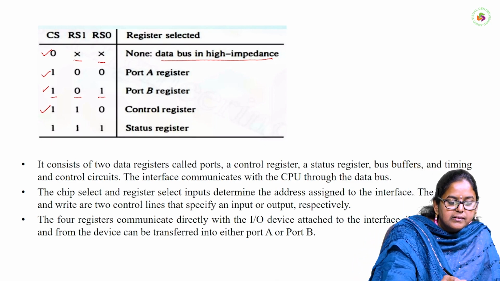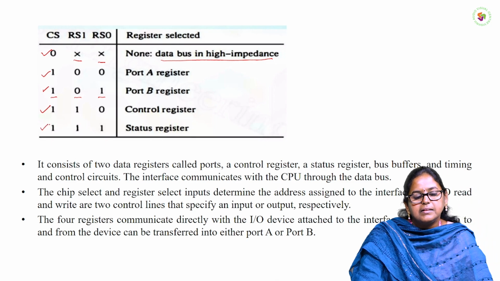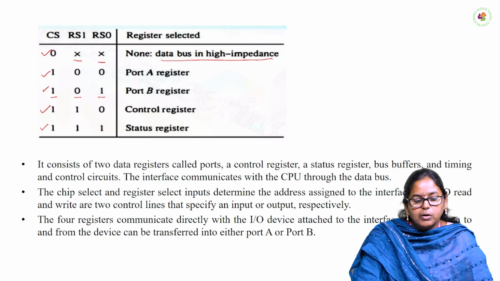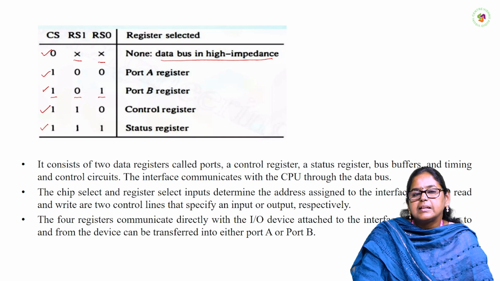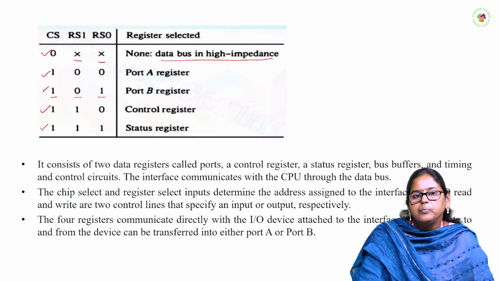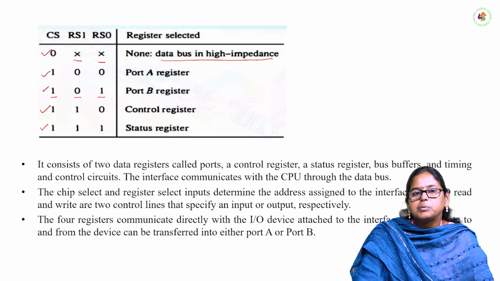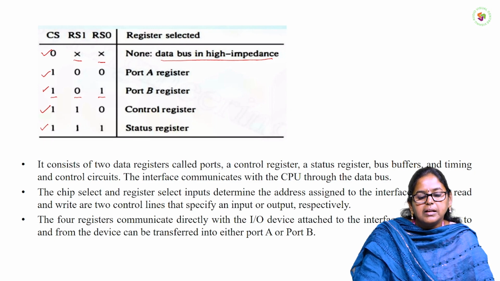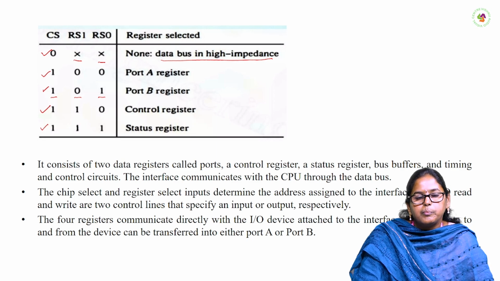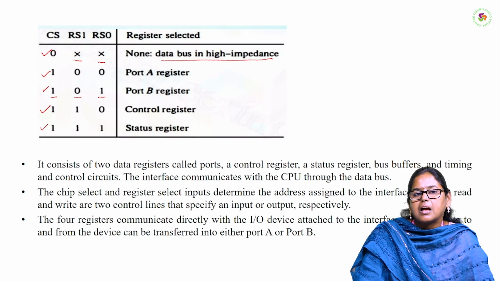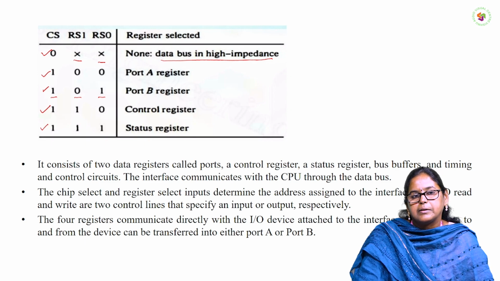And coming to the next operation, we have CS equal to 1, RS1 equal to 1 and RS0 equal to 1, where it selects a status register for storing the status information, like if any transmission errors are there, recording those particular transmission errors will be done by using the status registers. So the processor and the IO devices communicate with each other only through the interface there.